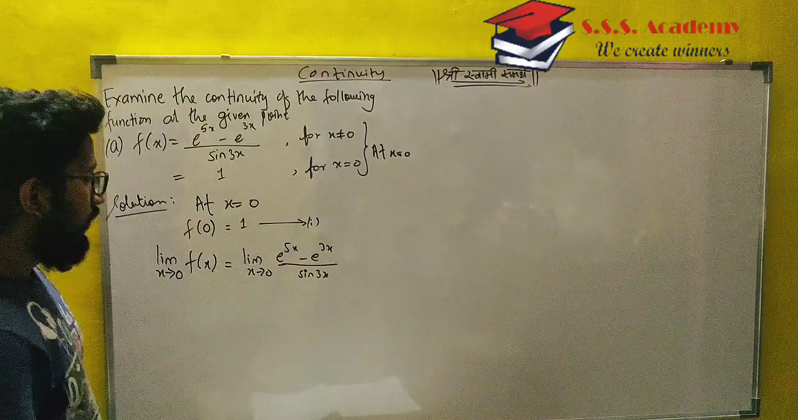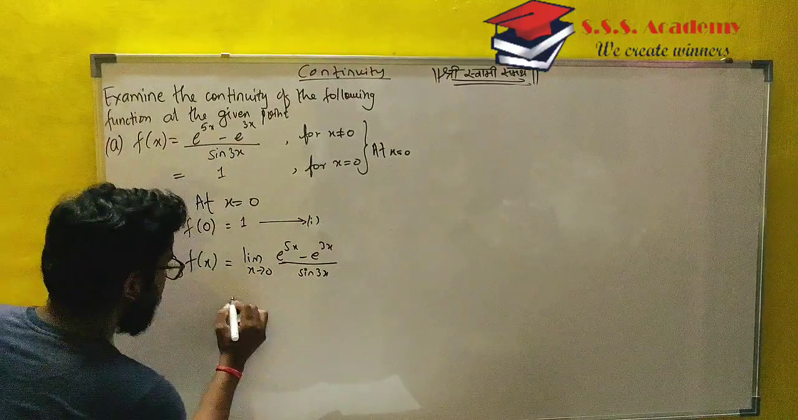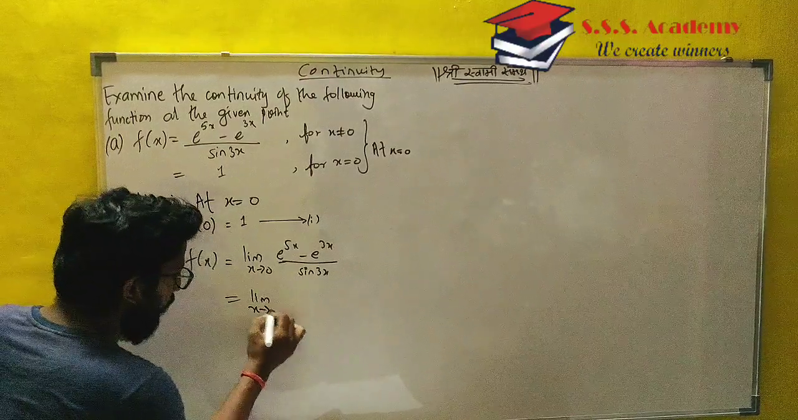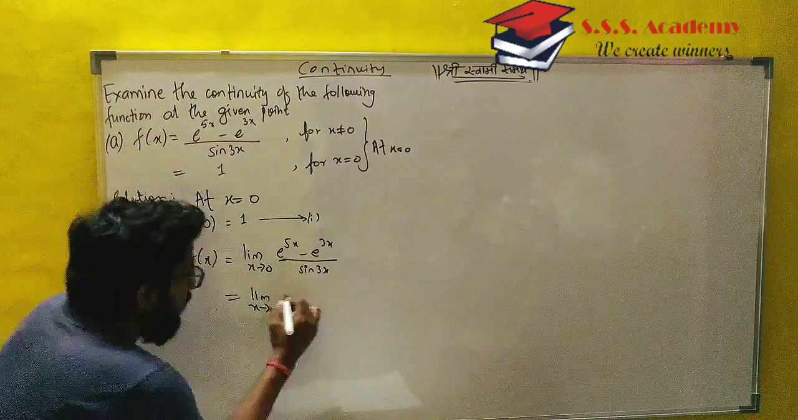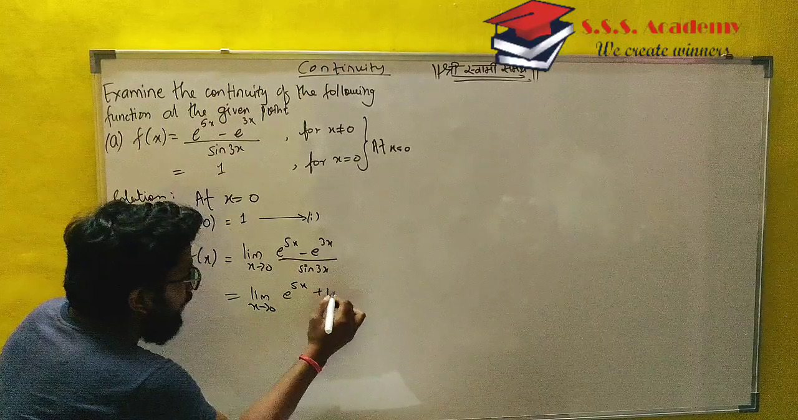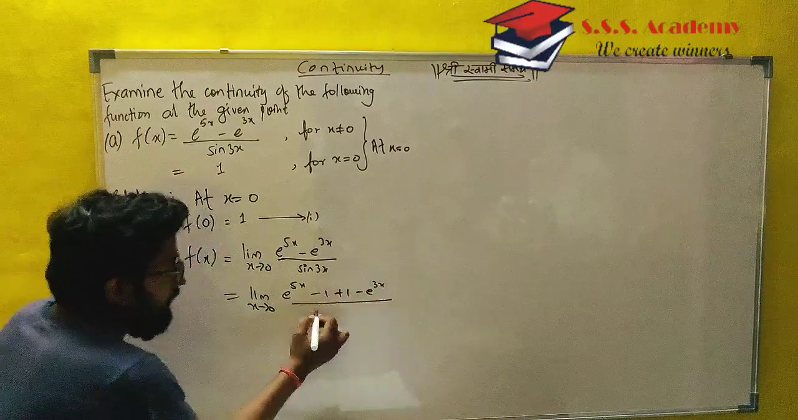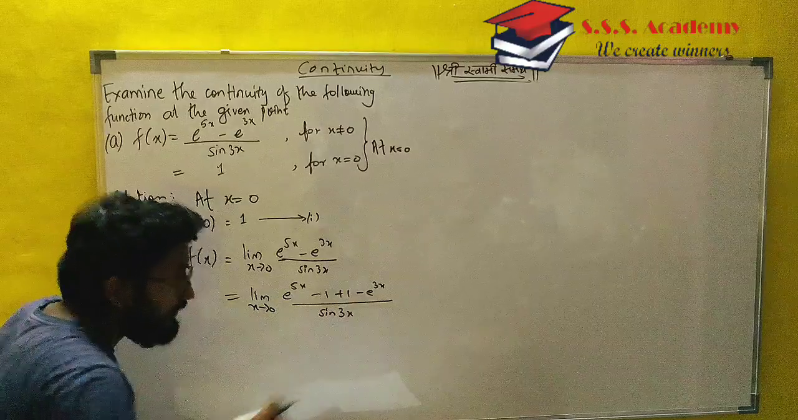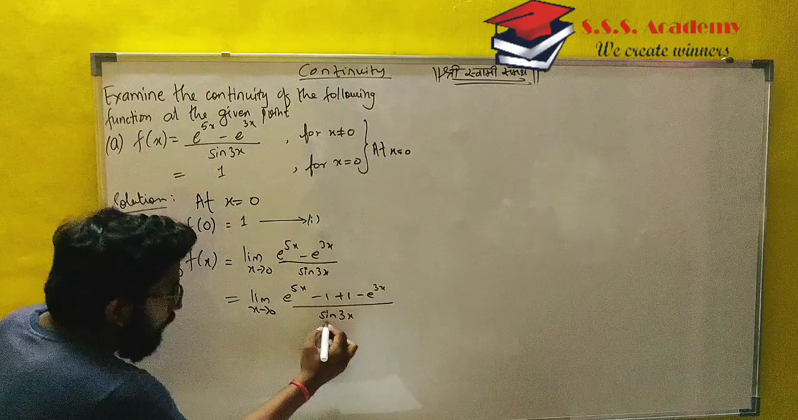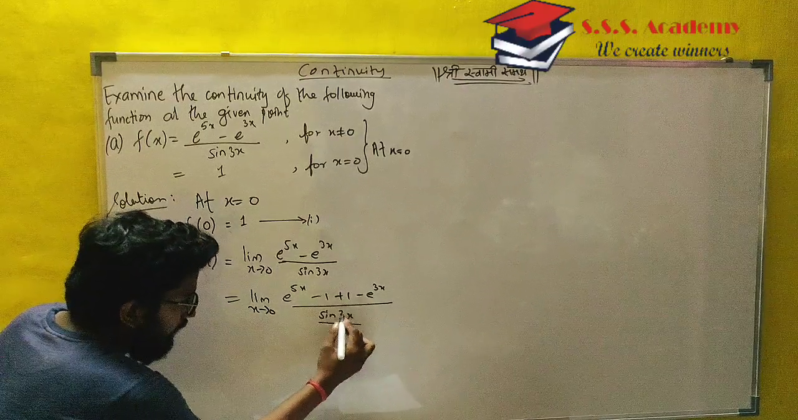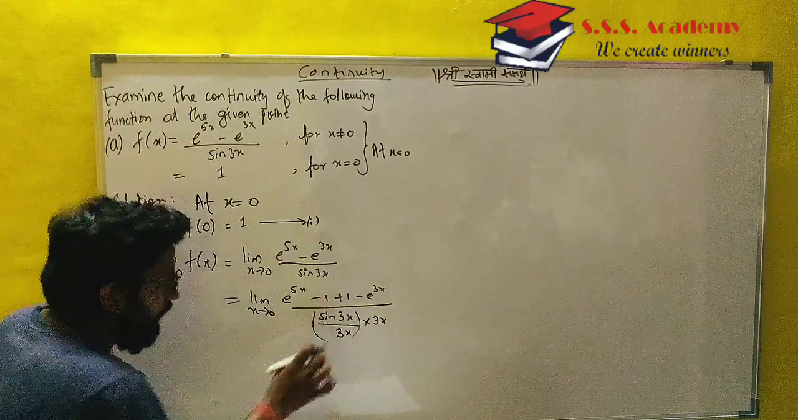Okay, now let's try to solve it. Since e is there, how are we going to simplify this? Since this is a 0 upon 0 form, we cannot directly apply the limit, so we need to solve it. What are we going to do? We are going to subtract and add 1, because we know the formula that limit of e raised to x minus 1 upon x is 1. Now in the denominator we have sine 3x, so we'll divide and multiply by 3x so that we can apply the formula over here.